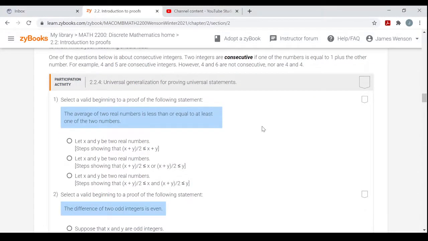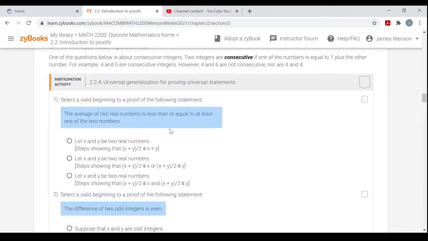All right, so now they're asking, can you do this universal generalization? Let some letters, let some expressions represent general things, represent values of your domains. So this statement here: the average of 2 real numbers is less than or equal to at least one of those 2 numbers. So what would be a valid beginning to this proof?